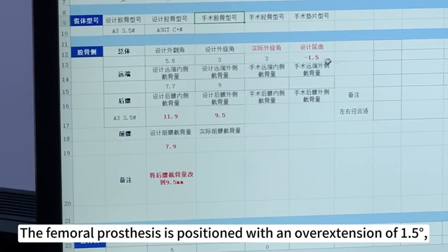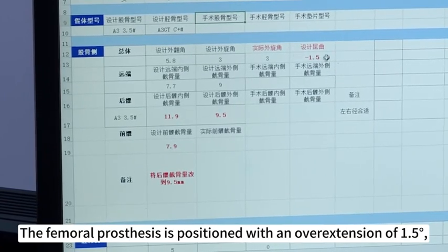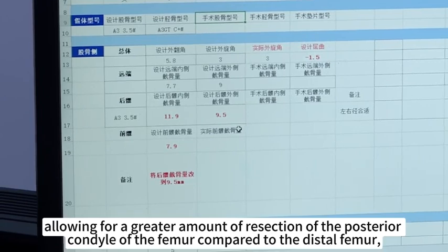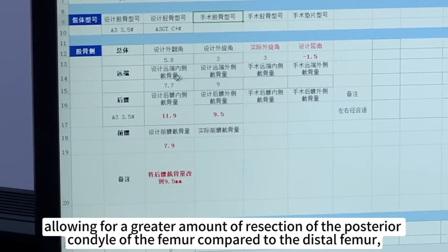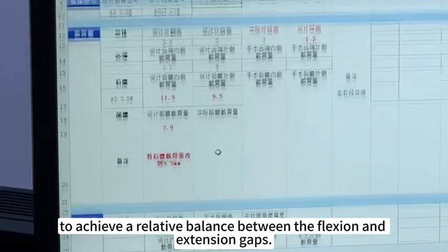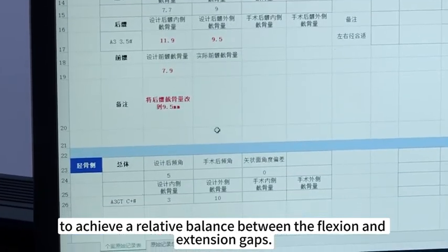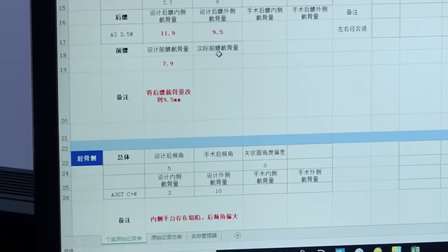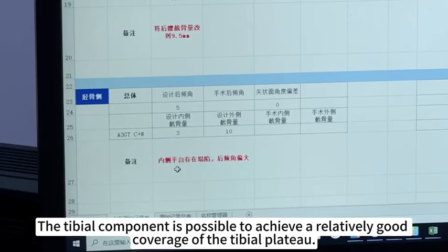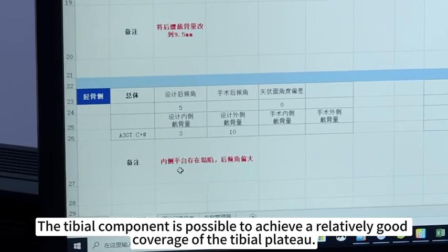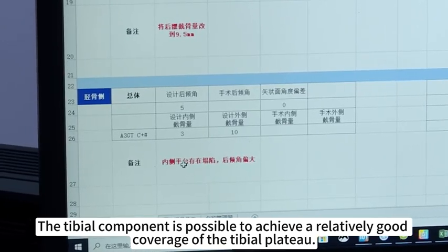The femoral prosthesis is positioned with an overextension of 1.5 degree, allowing for a greater amount of resection of the posterior condyle of the femur compared to the distal femur, to achieve a relative balance between the flexion and extension gaps. The tibial component is positioned to achieve a relatively good coverage of the tibial plateau.